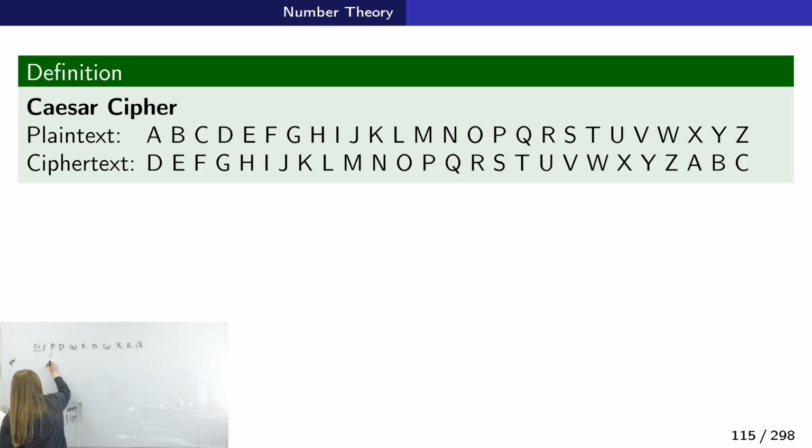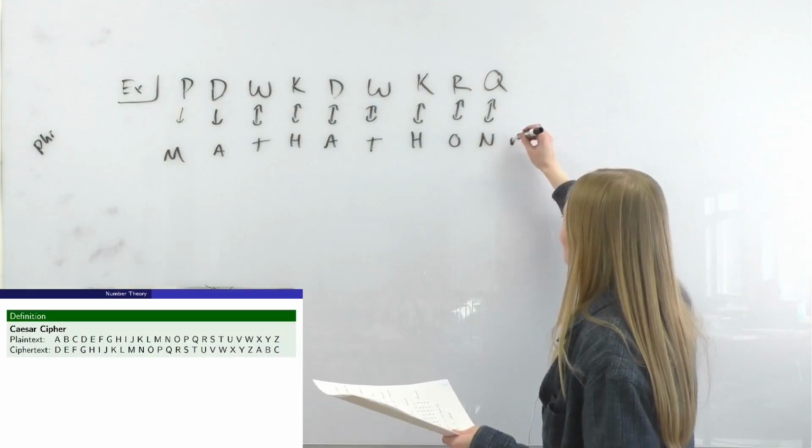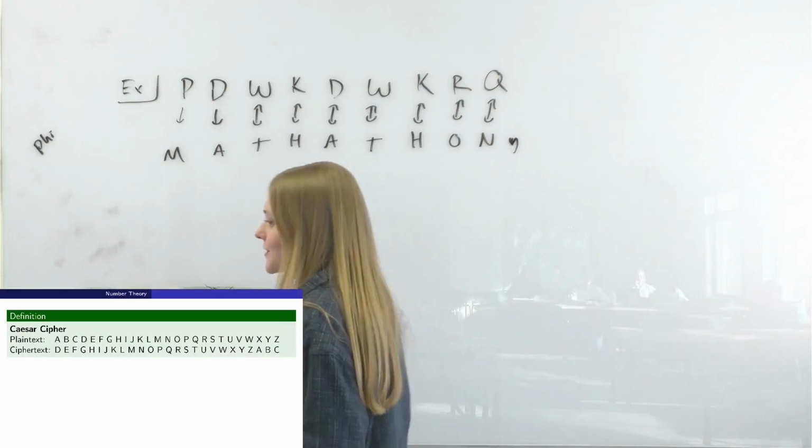But P is M. D is A. You can see that there. W is T. If you can tell where we're going with this, shout it out. D is A. W is T. That's close. K is H. R is O. Mathathon, yeah. So, yay. No one's going to get our secret information.